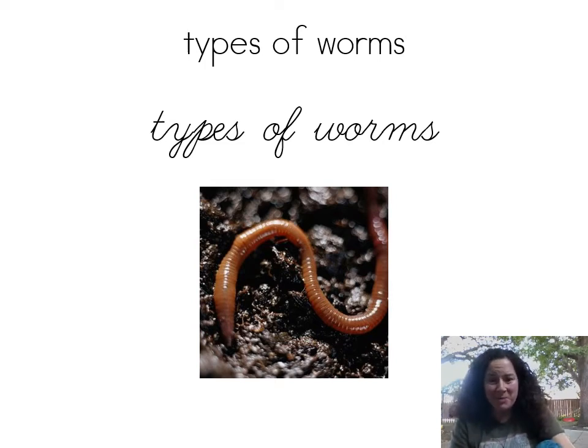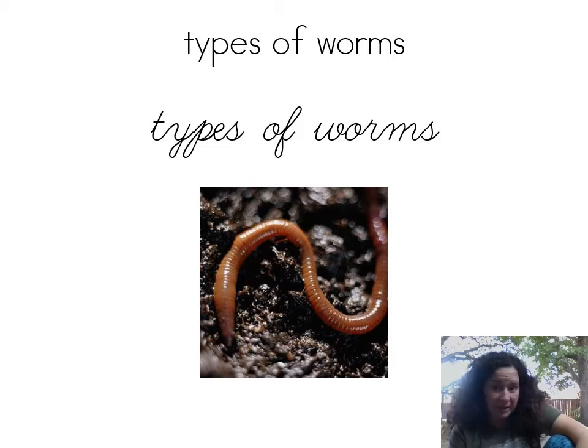We're going to talk about worms and the different types of worms. So here we see an earthworm, and it's an annelid, as we saw before. It has rings on its body, but other types of worms might not have rings, but they most likely have a long cylindrical body, and they have no bones.